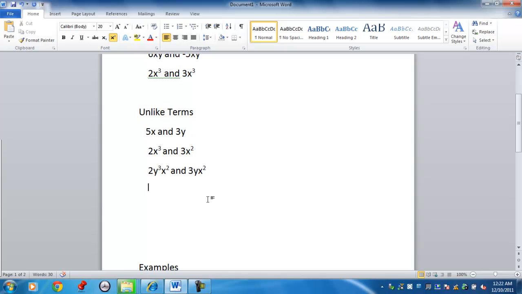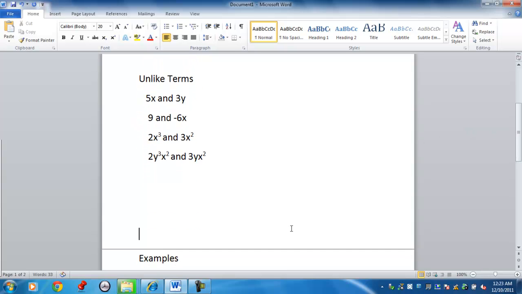Sometimes you might have terms like this. Let's say you had 9 and negative 6x. These terms are unlike terms. One's a constant, one's a variable.